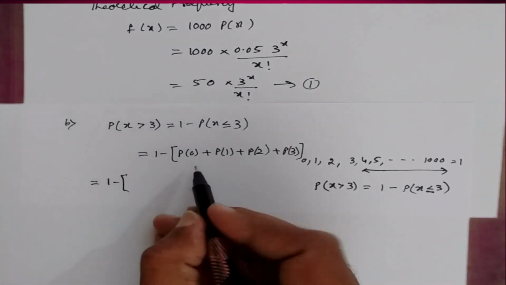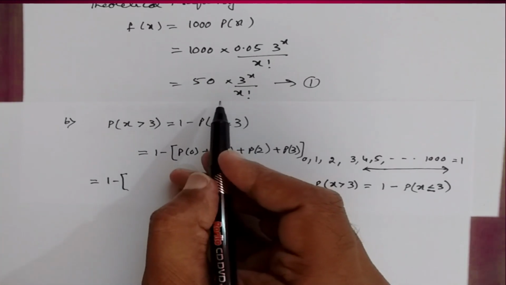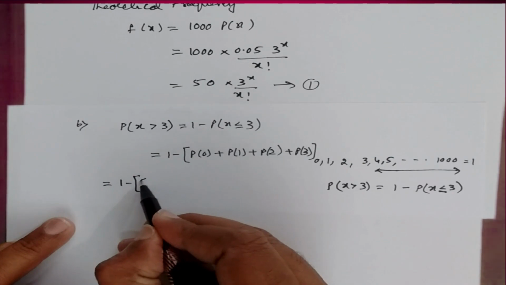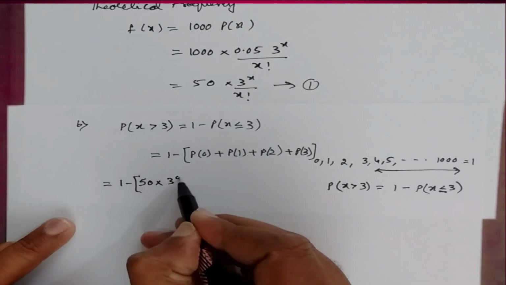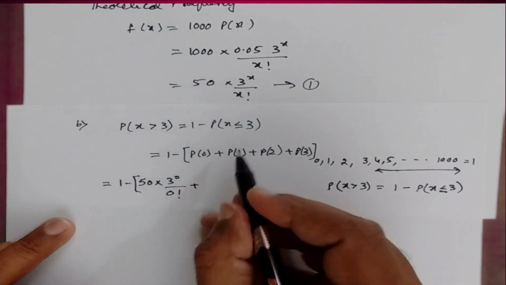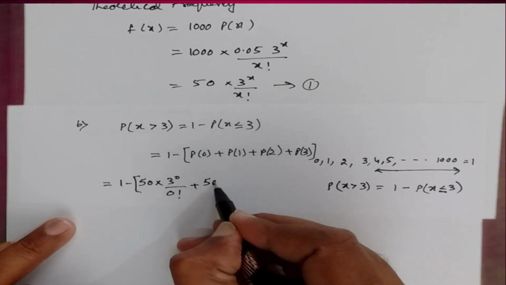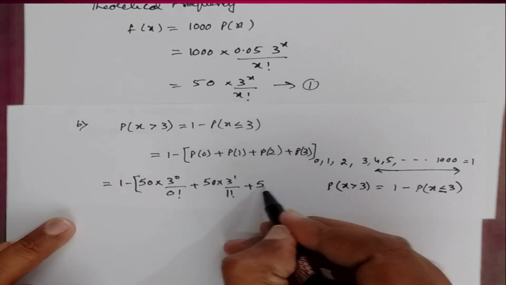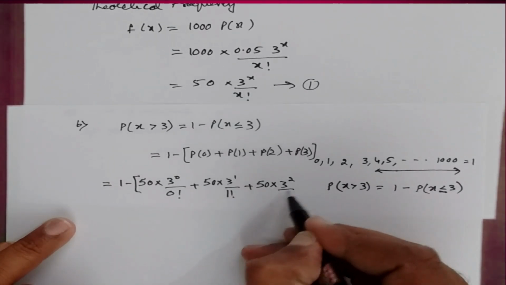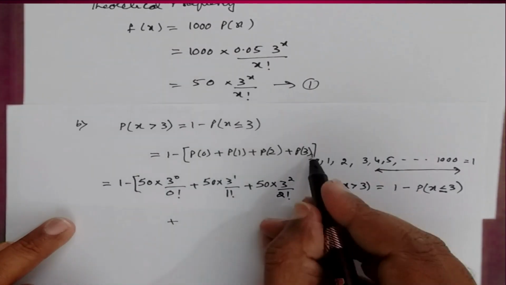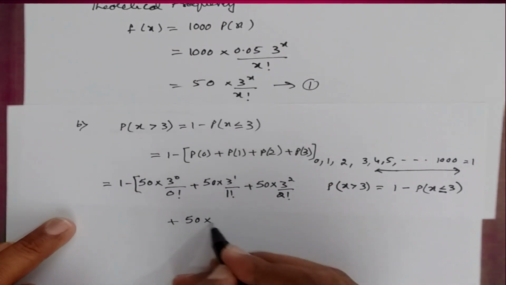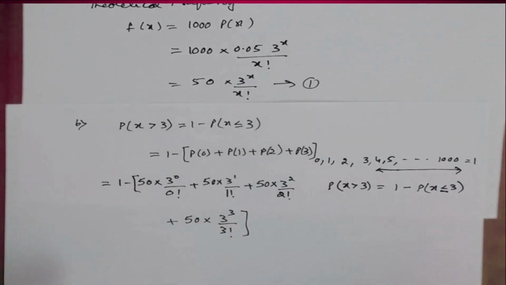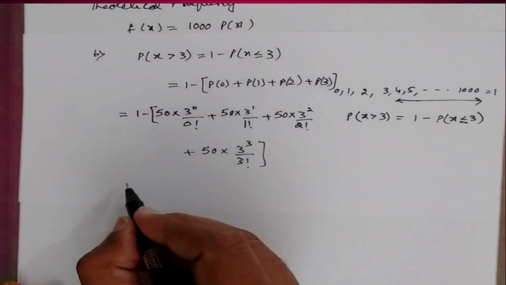So it is 1 minus p of 0. In equation number 1, we put the value of x to be 0: 50 times 3 power of 0 divided by 0 factorial. Next, x is 1: 50 times 3 power of 1 divided by 1 factorial. Next 2: 50 times 3 power of 2 divided by 2 factorial. Next, when x is 3: 50 times 3 power of 3 divided by 3 factorial. Just try to evaluate this value and see how much you are getting.